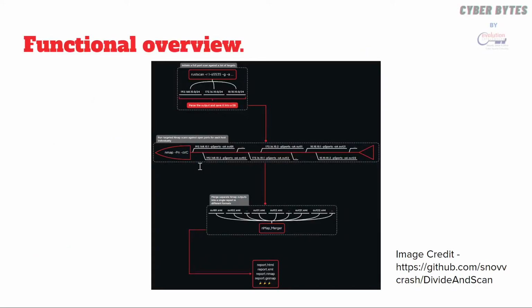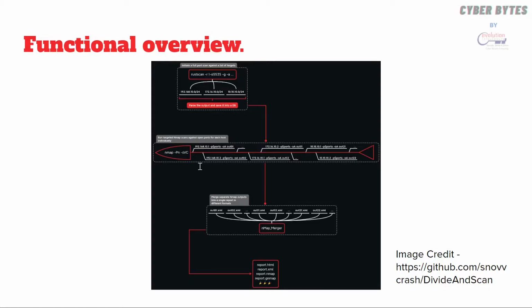the network. Divide and Scan uses the divide and conquer technique to solve the host discovery and port scanning problem. As we can see from this image here, the tool performs in the following stages. The first stage is a full-blown port scan against a given target range, using high-speed scanners like Masscan, RustScan, Naabu, etc., and saving the output details in a local database.